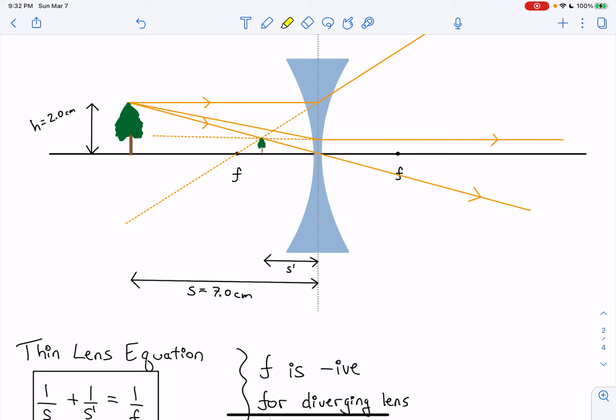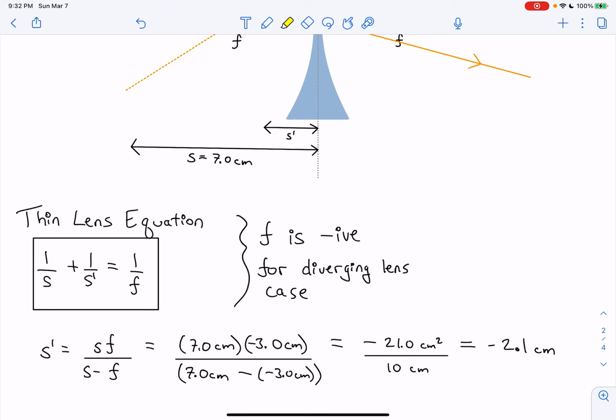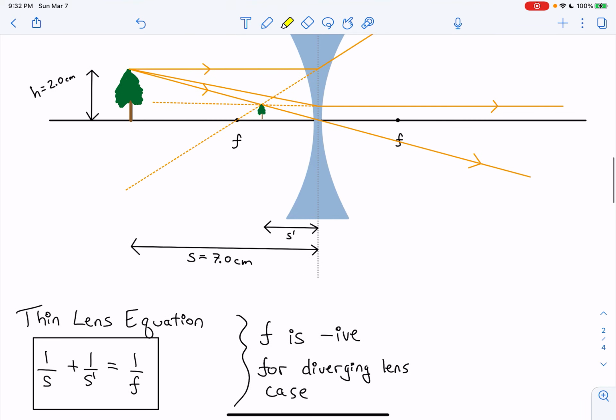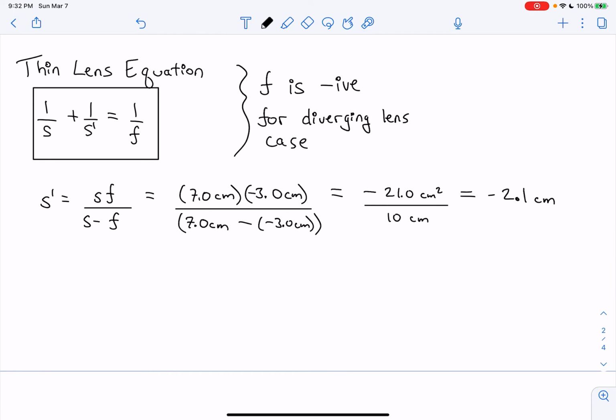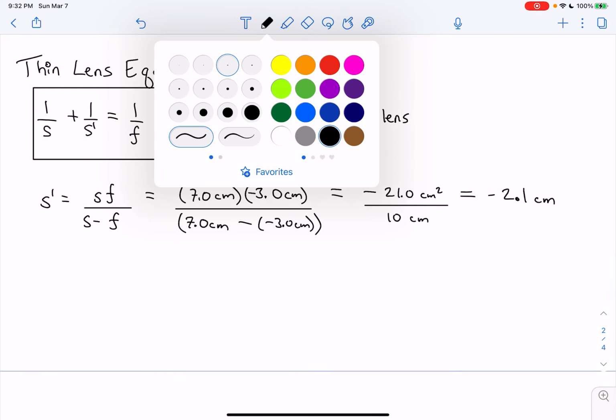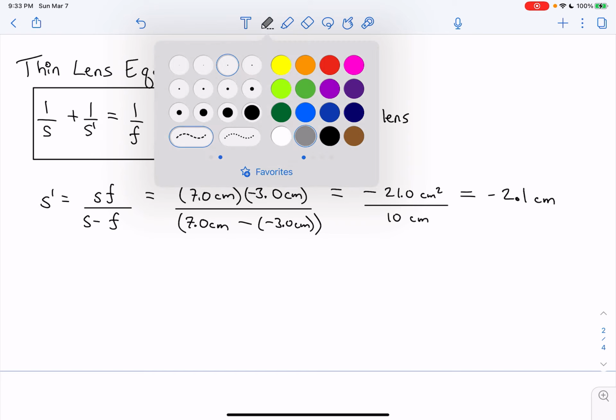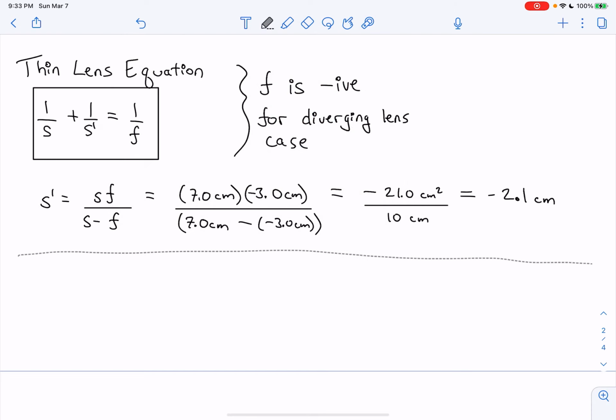And I'm just going to measure it. And that looks actually really good. That actually looks really good. Okay, so now let's go on to calculate the magnification factor and then the height of the image.